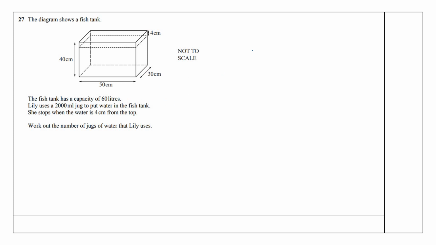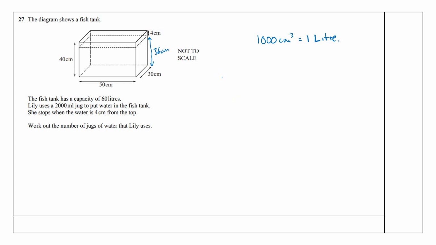All right, here's the fish tank question. To deal with liters, 1,000 centimeters cubed is 1 liter. That fact is really important. So the fish tank has a capacity of 60 litres. Lily uses a 2,000 milliliter jug to put water in the fish tank. She stops when the water is 4 centimeters from the top. Work out the number of jugs of water that Lily uses. So she's 4 centimeters from the top, so she's got 36 centimeters there.